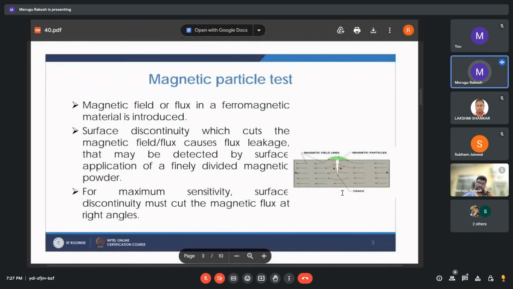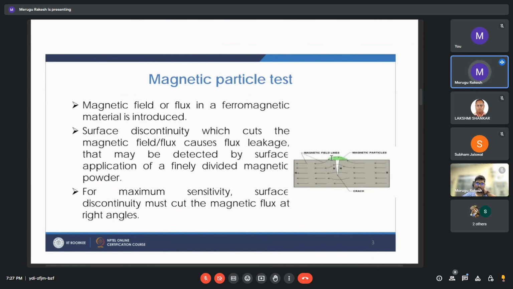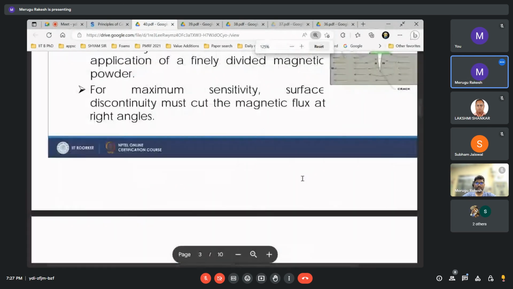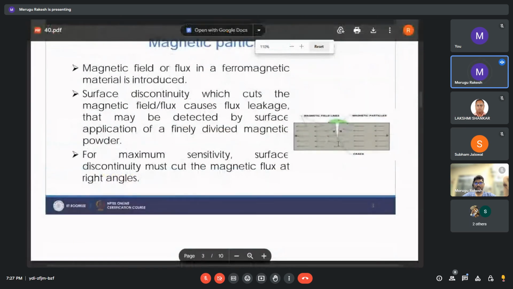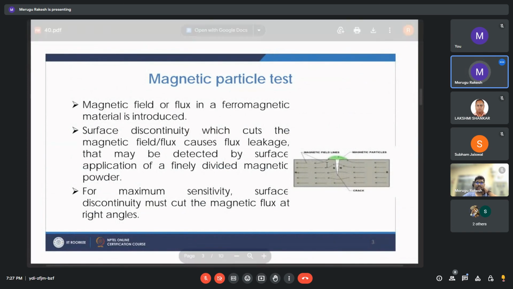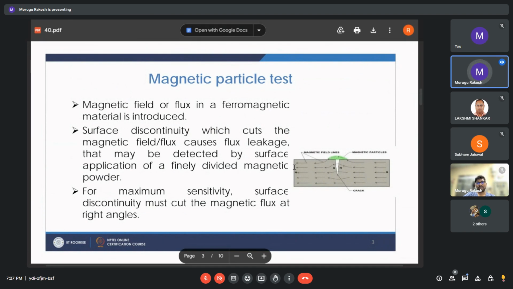If you see the right side figure, we have a surface, and on the surface we have a crack. We disperse this magnetic powder or solution on top of it and apply the magnetic field. Wherever there is a crack, we can see the disturbance in the magnetic field. That gives us an indication that there are cracks in the surface. So this is magnetic particle testing.